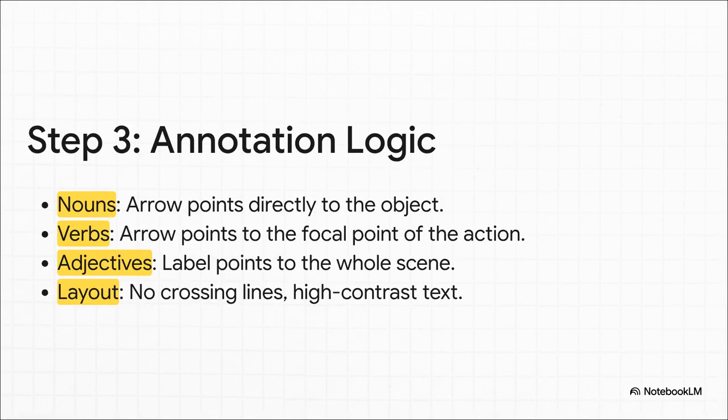And then we get to the final step, the annotation. And believe me, this is not just about slapping some text on a picture. There is a really sophisticated logic going on here. The prompt gives the AI specific instructions on how to place every single label. Nouns get an arrow pointing right to the object. Verbs point to where the action is happening. Adjectives are used to describe the whole scene. It even has design rules like don't cross the lines to make sure the final image is super clear and easy to understand. The level of detail is just incredible.